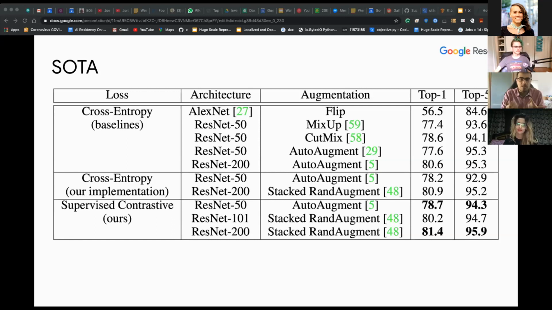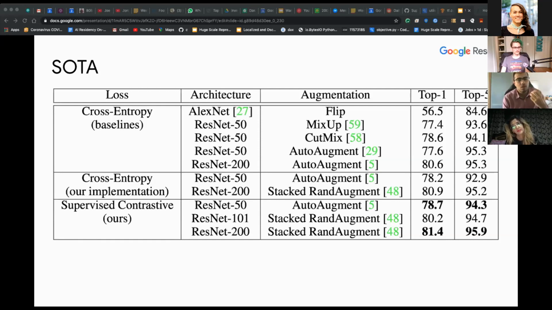RandAugment works slightly differently. You have a controllable parameter, and then you randomly sample the pair of augmentations that you want to apply. The idea is that if you tune this parameter, which is the magnitude of the augmentation, correctly, you can even beat AutoAugment. So even if you learn a policy, you can just randomize it and get the same thing. So if you don't have compute, you should just use RandAugment.